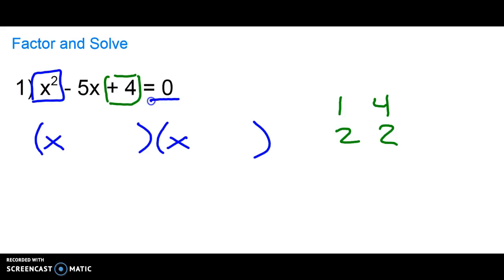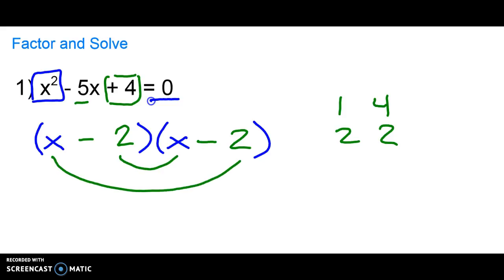So you have to pick one to start with. I'm going to try 2 and 2 first. So if I want 2 and 2, I'm going to put the 2 here and the other 2 here. Now when my middle term is negative and the last term is positive, that means both terms have to be the same sign. They're both negative. And now here's where the checking comes into play. You do the outer loop and the inner loop. So the outer loop would give me a negative 2x. The inner loop would give me negative 2x.